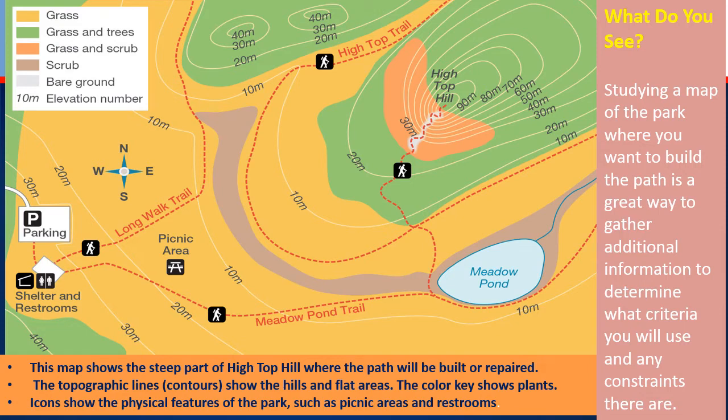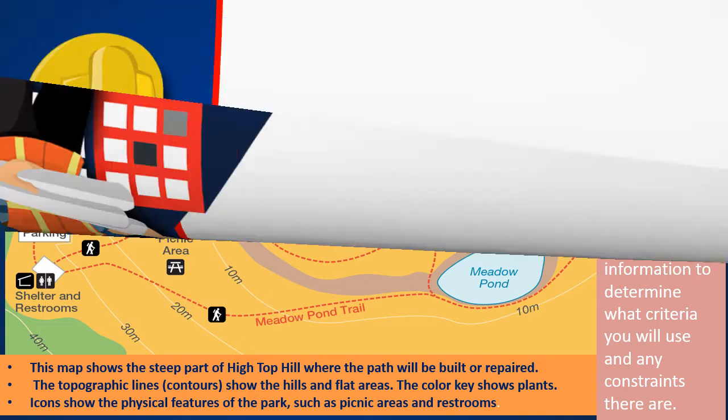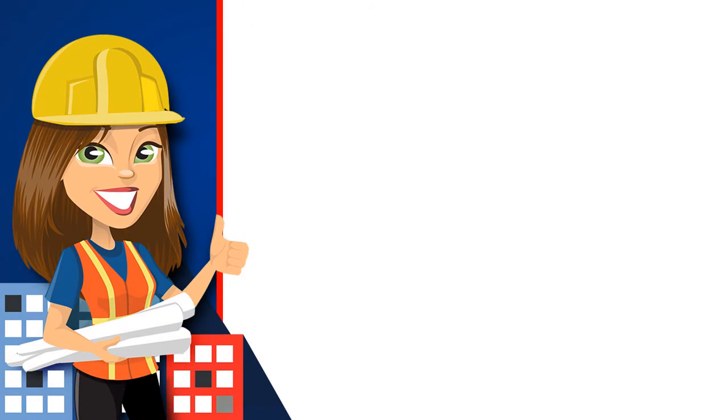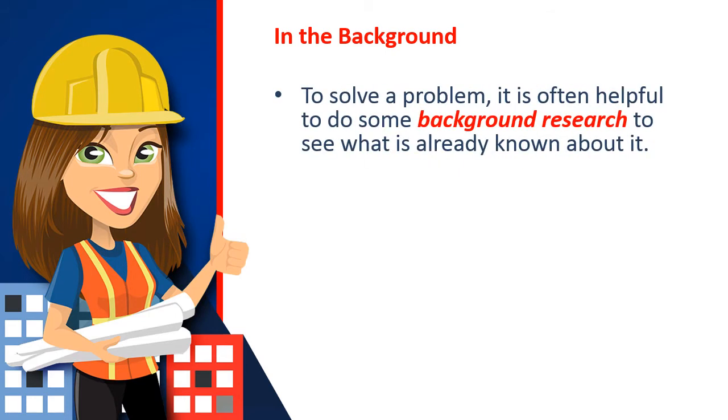The color key shows plants. Icons show the physical features of the park, such as picnic areas and restrooms. Take a close look at it very well. It gives the detail of the area. And the background. What are you supposed to do?